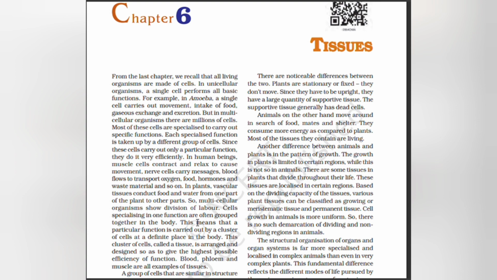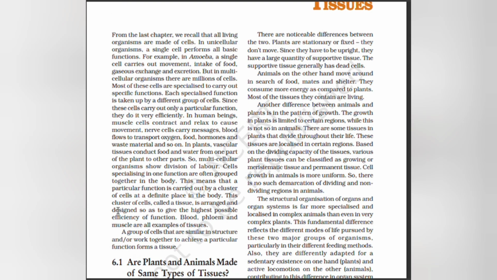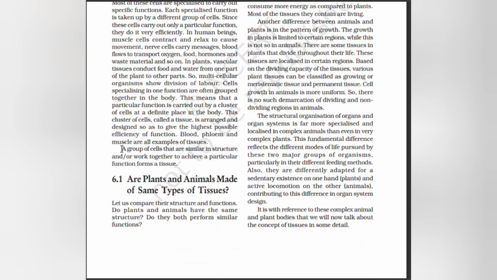Cells specializing in one function are often grouped together in the body. This means that a particular function is carried out by a cluster of cells at a definite place in the body. This cluster of cells, called a tissue, is arranged and designed so as to give the highest possible efficiency of function. Blood, phloem, and muscles are examples of tissues. A group of cells that are similar in structure and work together to achieve a particular function forms a tissue.